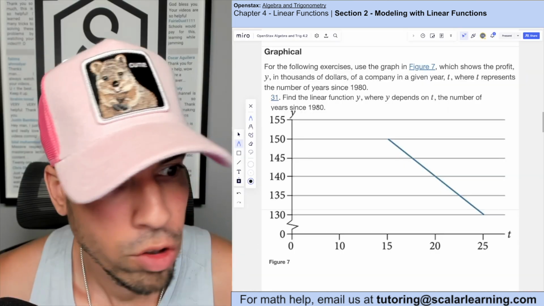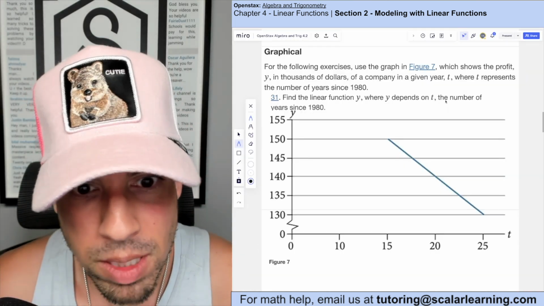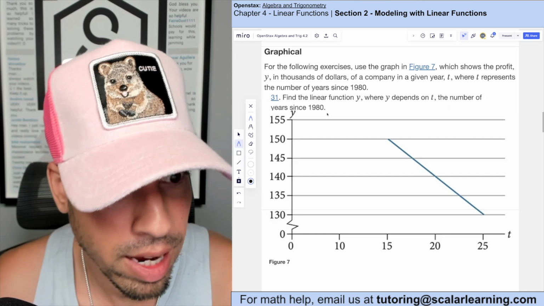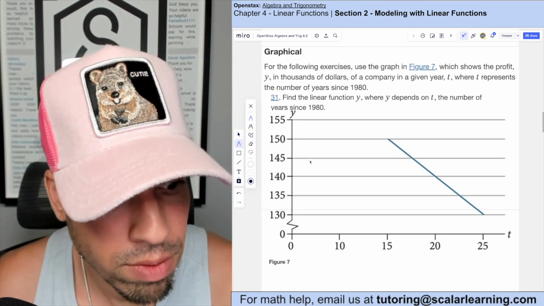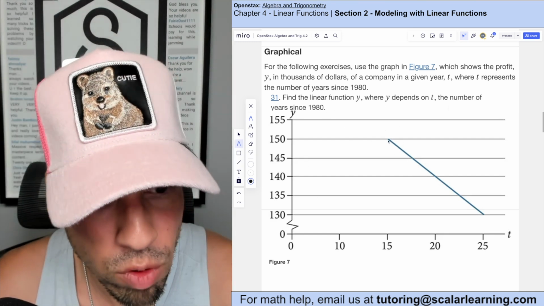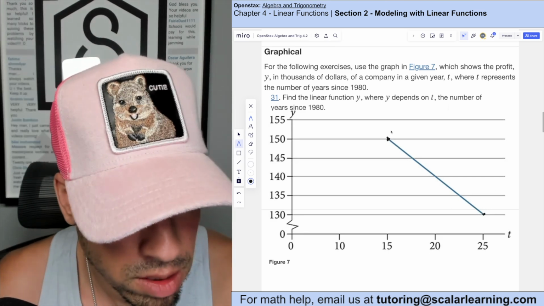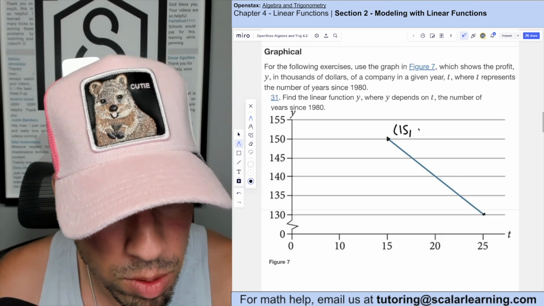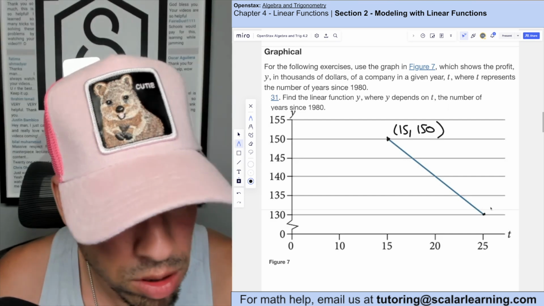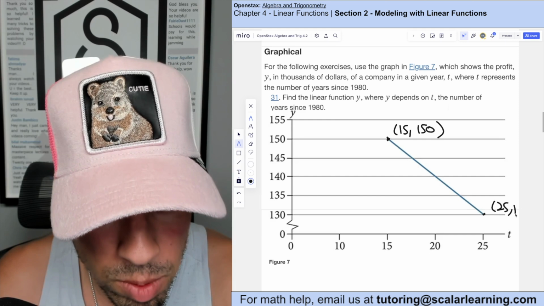Boom, done. So here it says find the linear function y, where y depends on t, the number of years since 1980. Now, we don't have the y-intercept per se. We can't see the full graph, but I can see these really great 2 points here. And I'm going to identify them as this one looks like (15, 150), and this one looks like (25, 130).